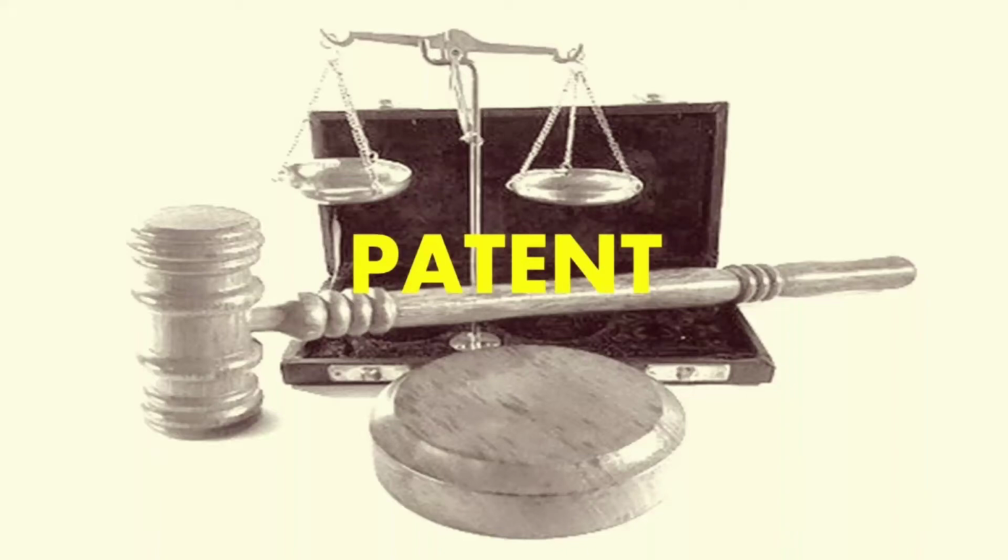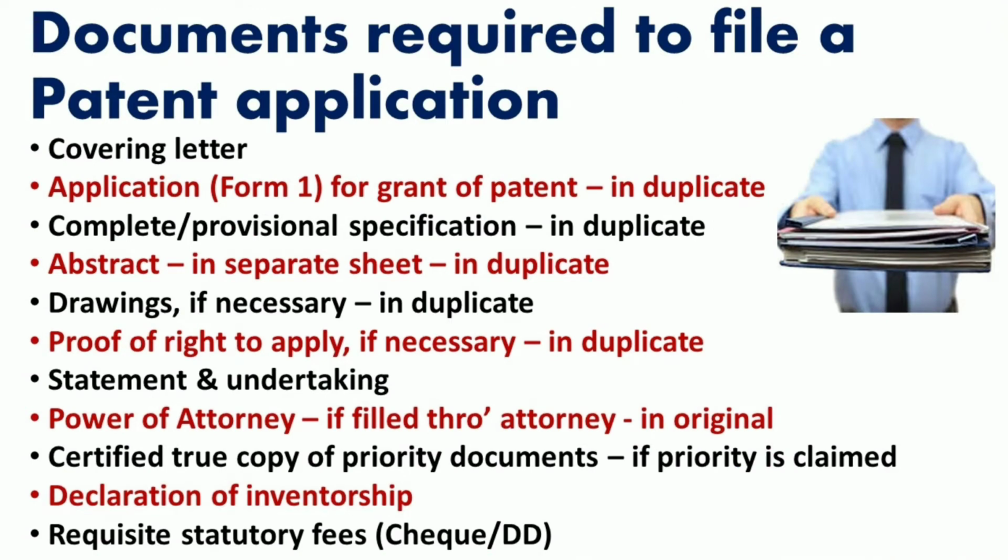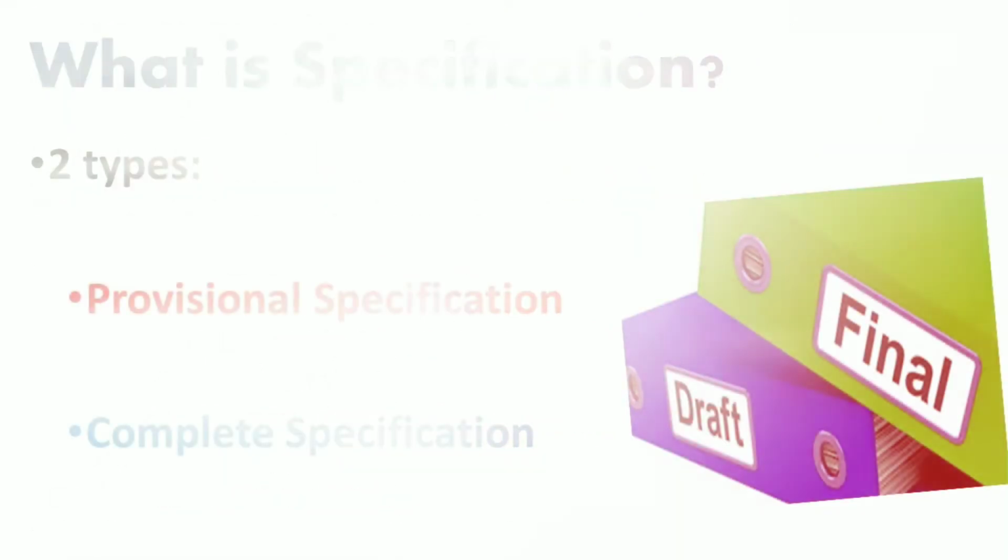Hello students. Last time we have seen in the patent what are the types of patent, what are the criteria to file a patent, where the patent office is situated and what kind of documents will be required to file a patent application. So, in this list of documents which are required to file a patent application, we have seen that complete or provisional specifications are required in a duplicate.